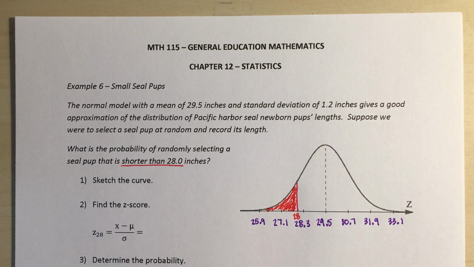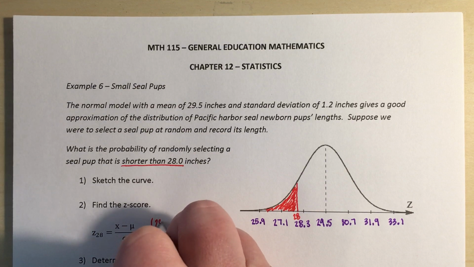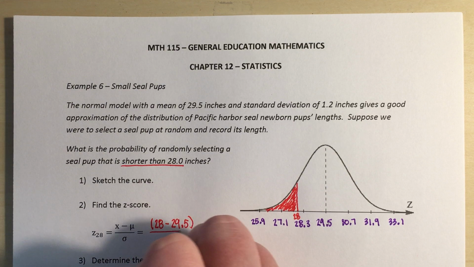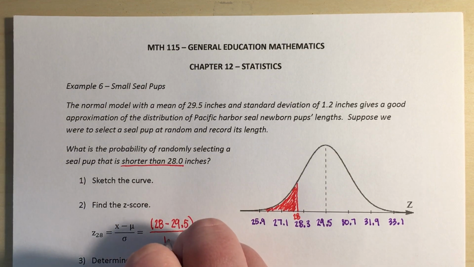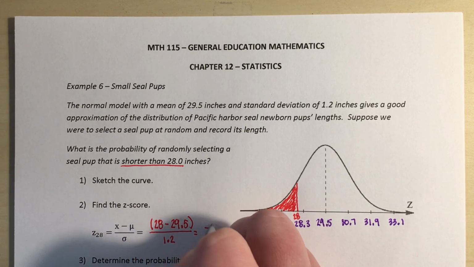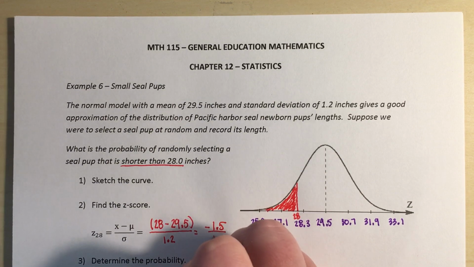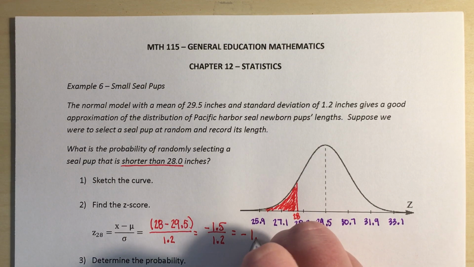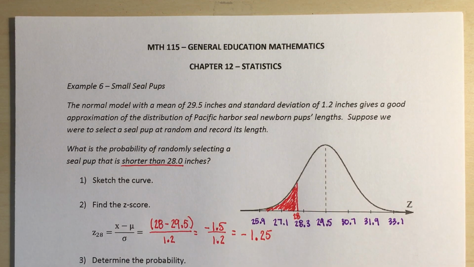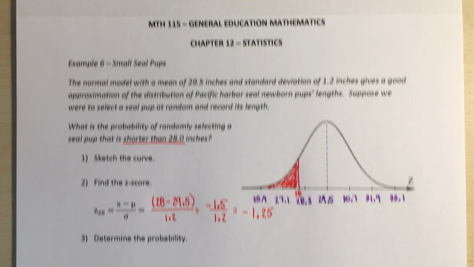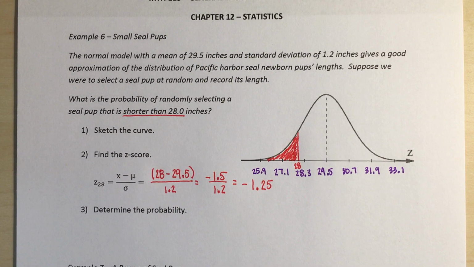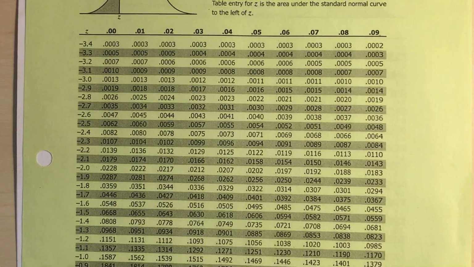All right, now we're going to find our z-score. We're going to take 28 minus our mean, which is 29.5, divided by our standard deviation, which is 1.2. Negative 1.5 over 1.2 gives us negative 1.25. So there's our z-score. Again, as you're doing these, if things don't work out perfectly evenly, if they don't divide evenly, make sure you are rounding very carefully. So a z-score of negative 1.25.